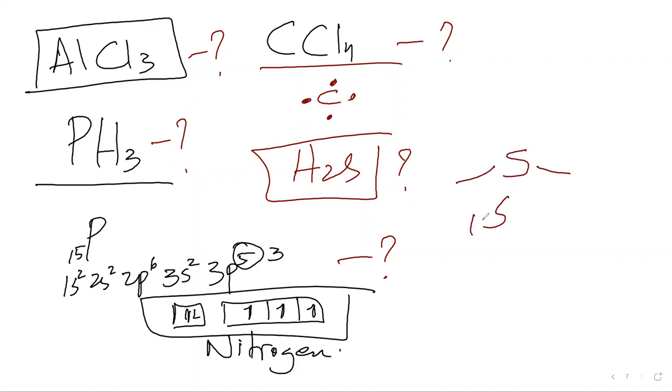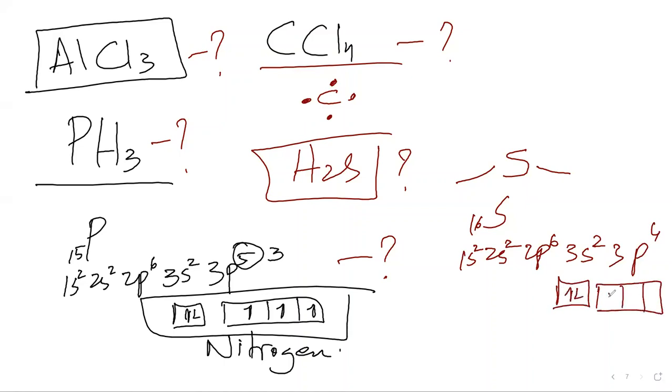Sulfur is 16: 1s2, 2s2, 2p6, 3s2, 3p4. Am I right? In S, 2 electrons, and in P, 1, 2, 3, and this one is 4. Yes, this will be bent. And how we identified two lone pairs and two bond pairs.